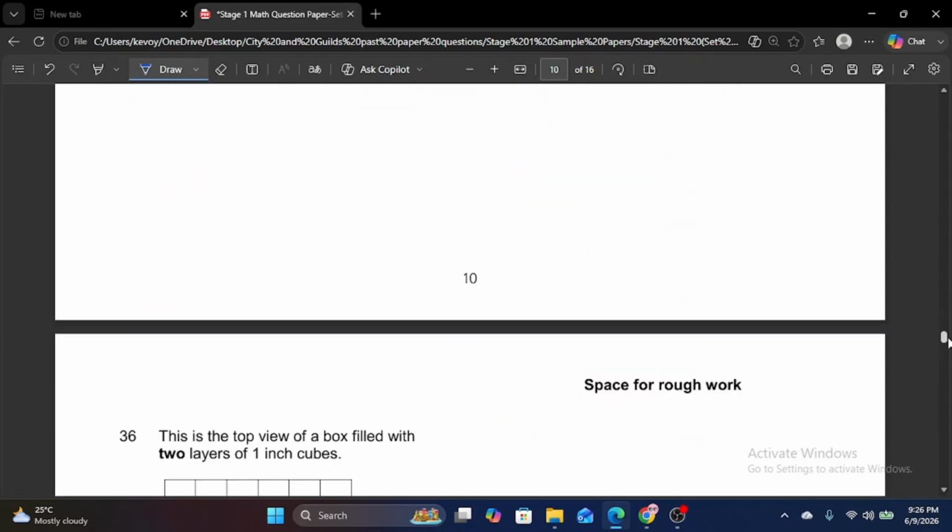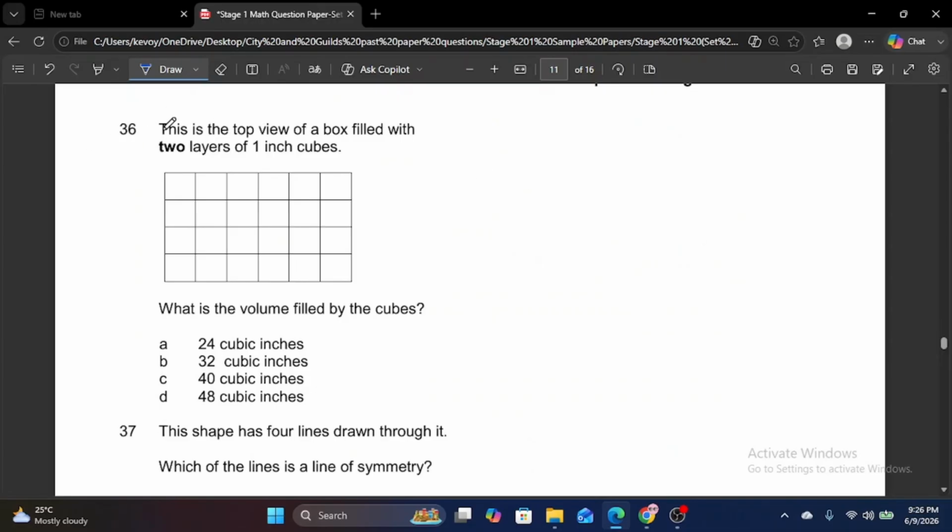Moving right along. Alright, so question 36. This is the top view of a box filled with 2 layers of 1-inch cubes. So we have 2 layers of this right there. Because it is a top view, that means you're looking at the three-dimensional shape from the top. But there are 2 layers. So because there are 2 layers, the height is going to be equal to 2.